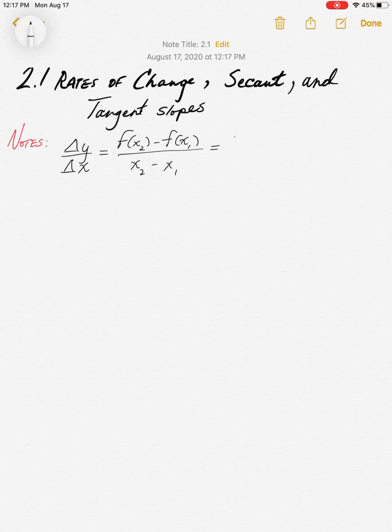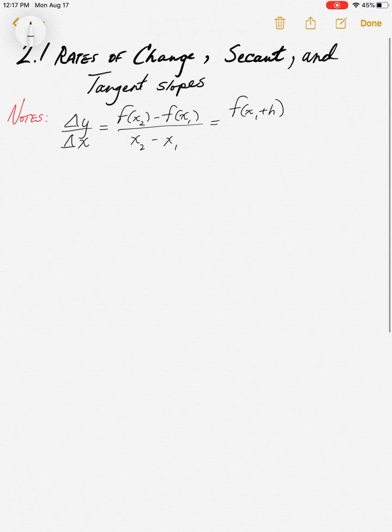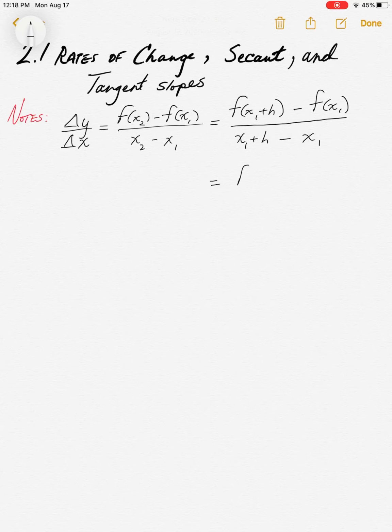Alright, let's move it on over. Let's say we have f of x1 plus h. We have that subtle change. That's the new x2, right? Minus f of x1 all over x1 plus h minus x1, and after simplification we have f of x1 plus h minus f of x1 all over h. Alright, so this is average rate of change.